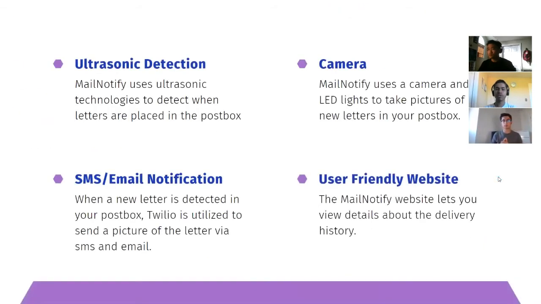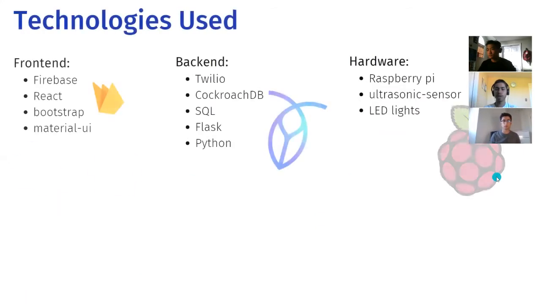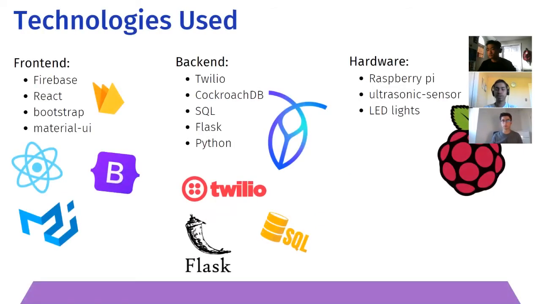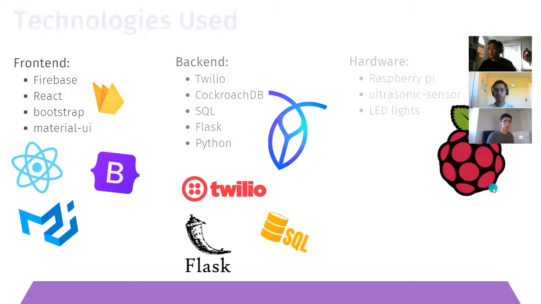Mail Notify features ultrasonic detection, SMS email notification using Twilio, camera capture, and a user-friendly website. The APIs used are Firebase for the authentication, React for the website, and then the backend features stuff like the Twilio and CockroachDB. And for the hardware side, we use Raspberry Pi components. So here's a demonstration of what we built.